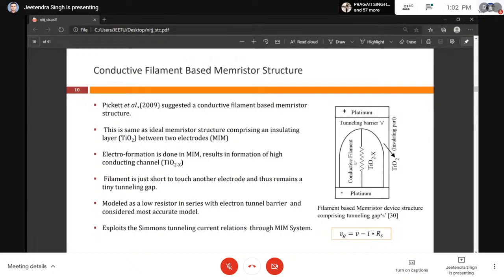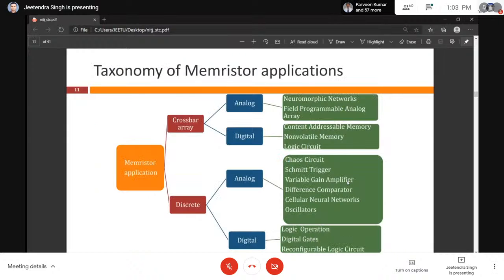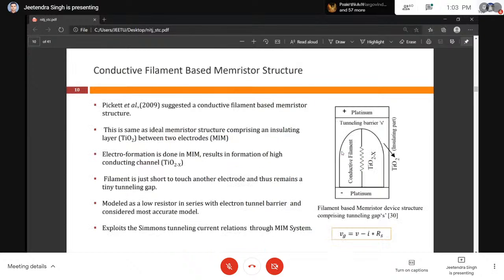minus I into Rs. I is the tunneling current which is passing through it, and I into the resistance of this conductive filament, which is realized as Rs. So these are the basic structures of the memristor.